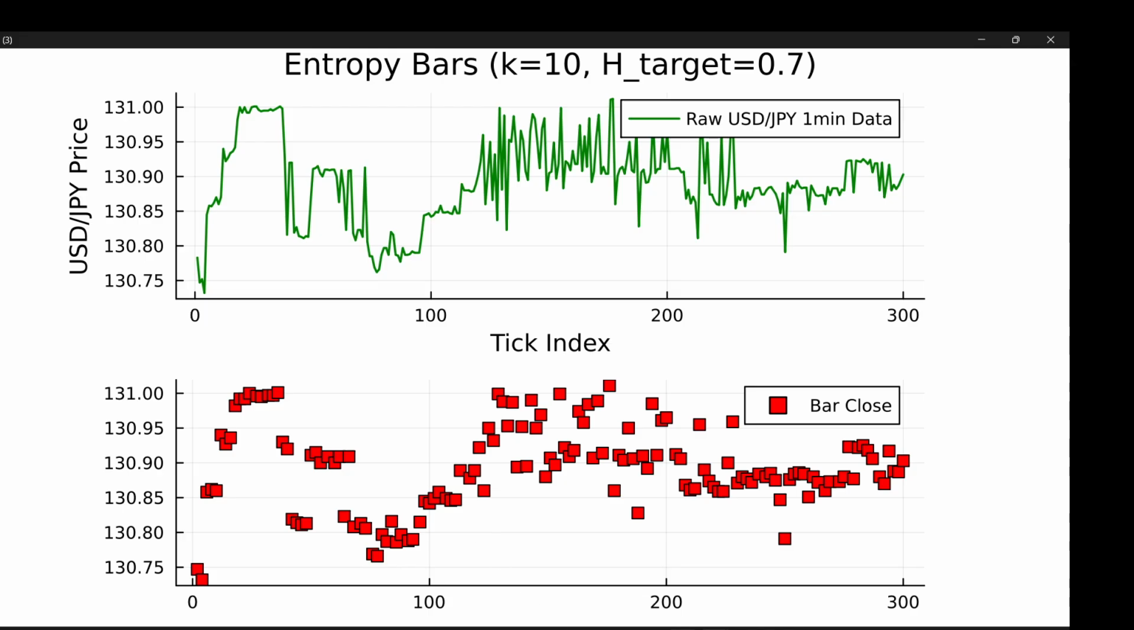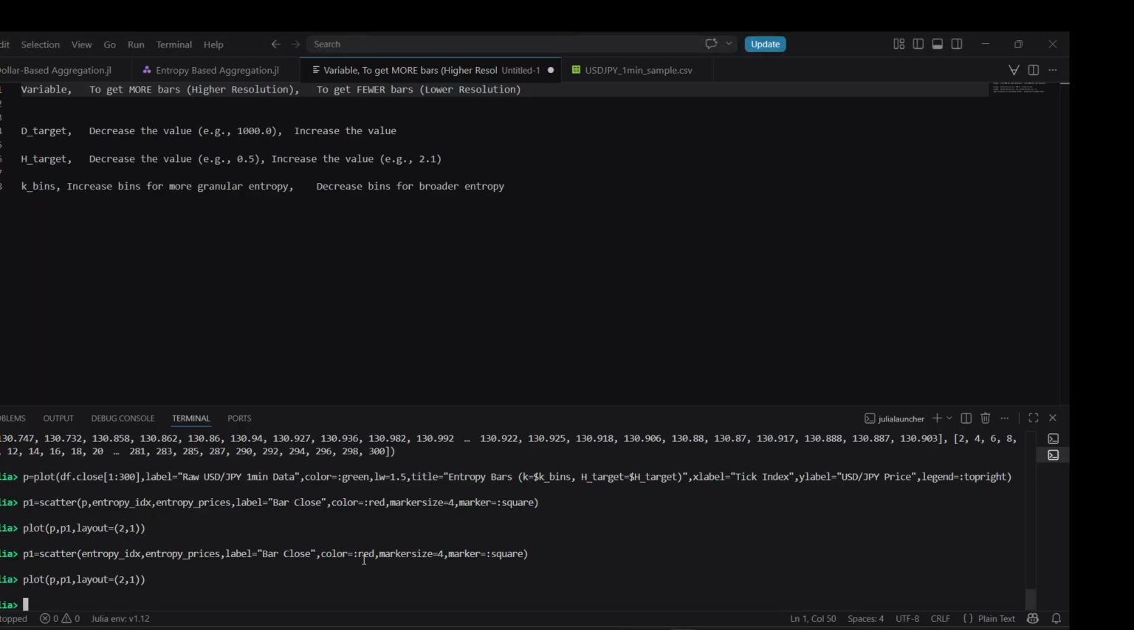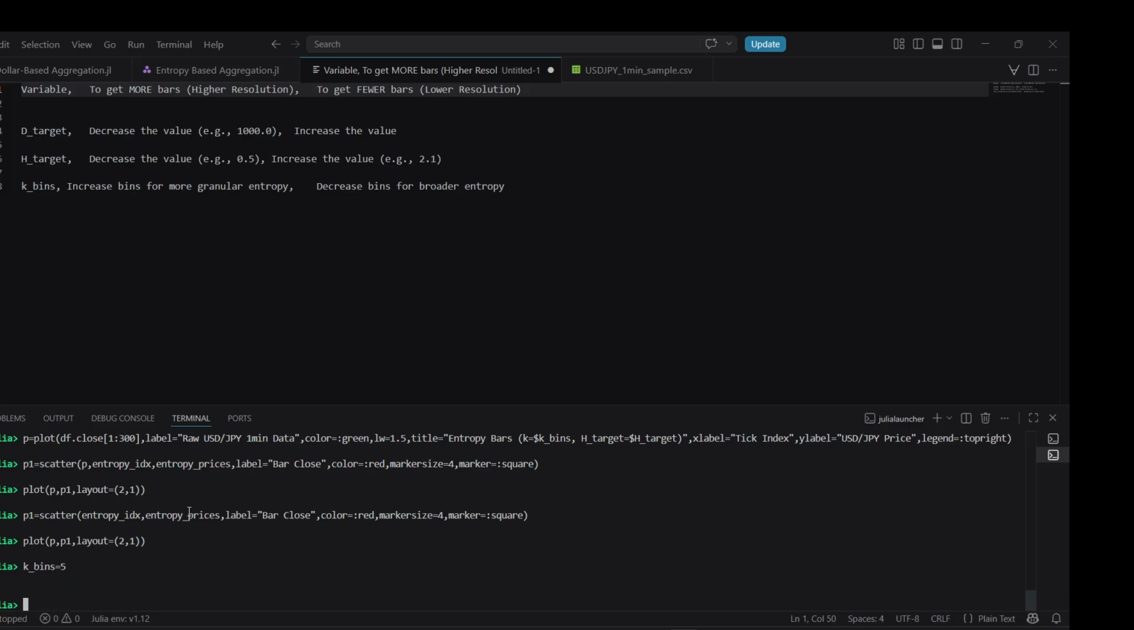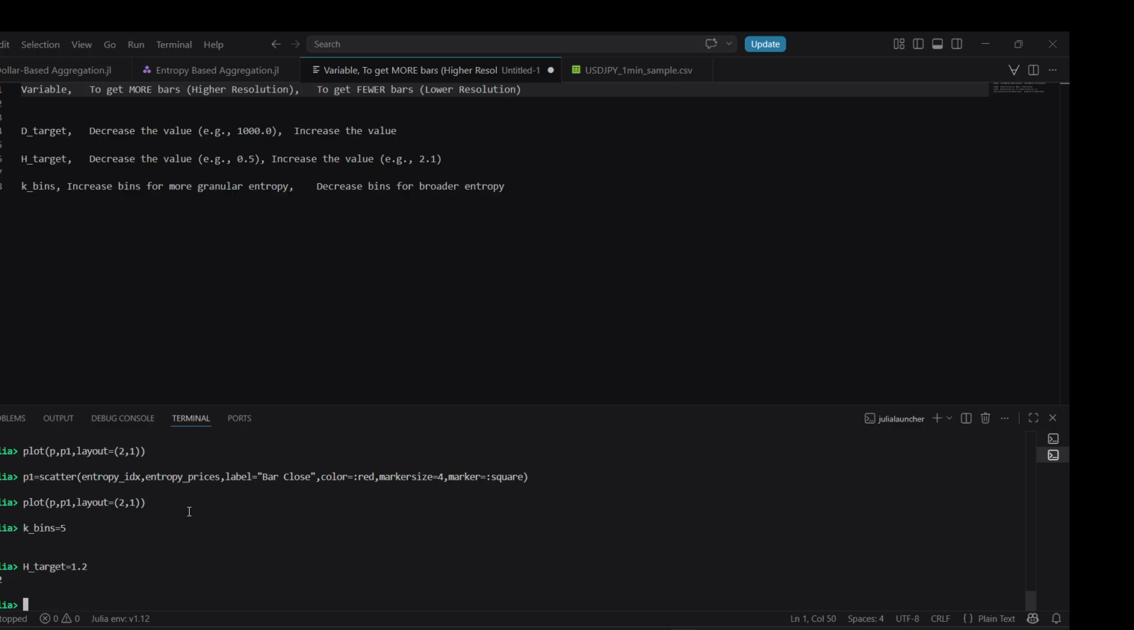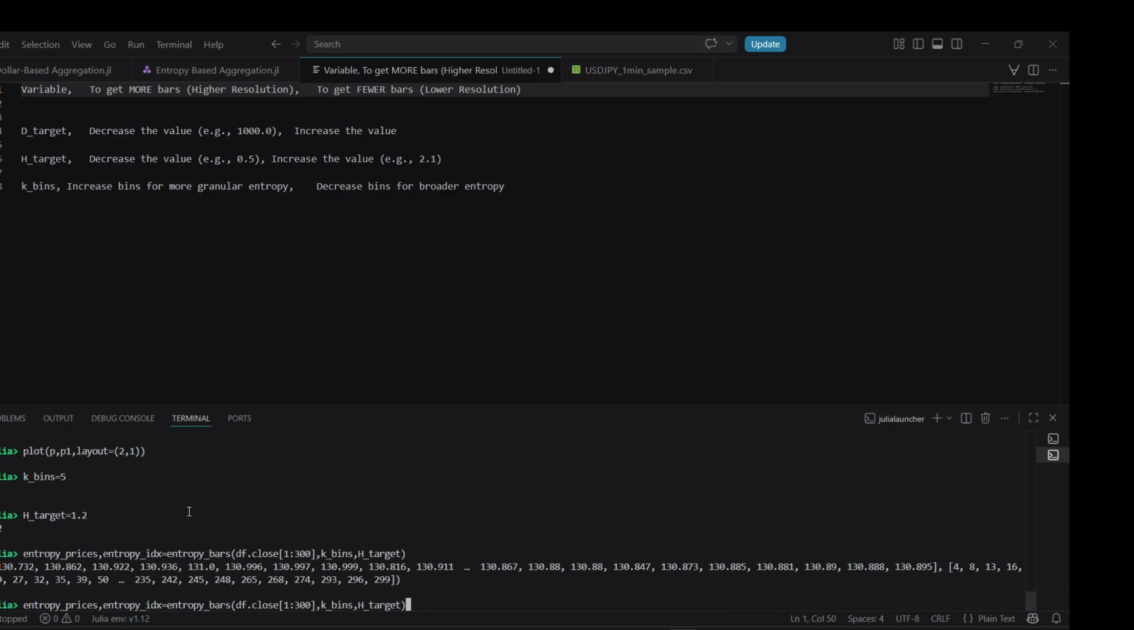Now, what happens when we keep adjusting it? Let's decrease our bins to get fewer bars, as this very simple text shows. So let's say we only break up the data into 5 bins, right? And let's change the target to, say, 1.2, and let's calculate that Shannon entropy.